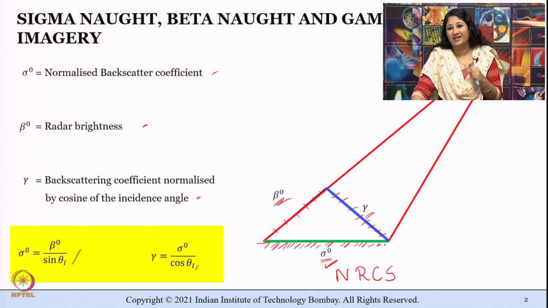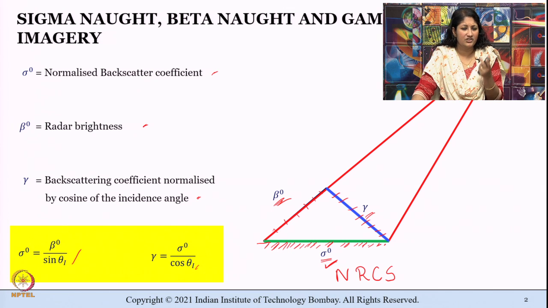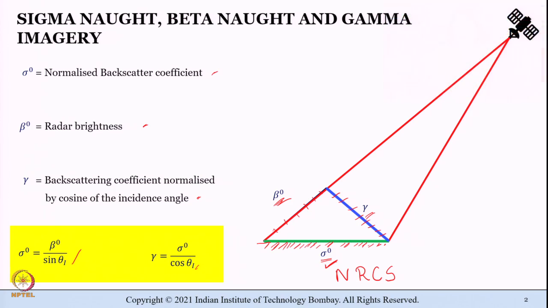Let us try to revisit the radar equation now, because in the last class we just learnt the individual terms required to understand and derive the radar equation. So now let us revisit the radar equation quickly. What does it give you?